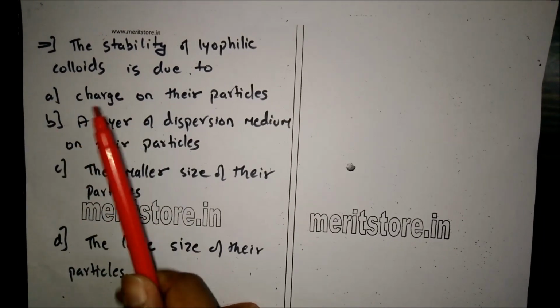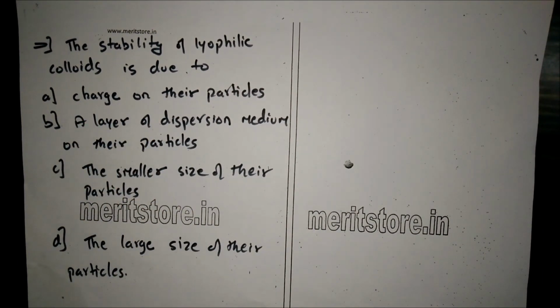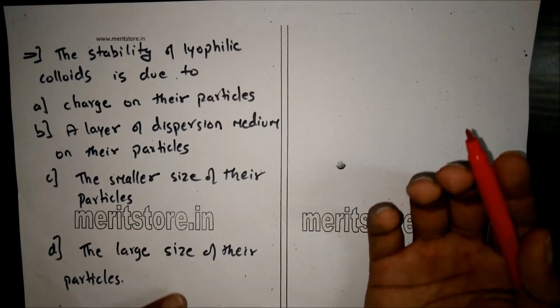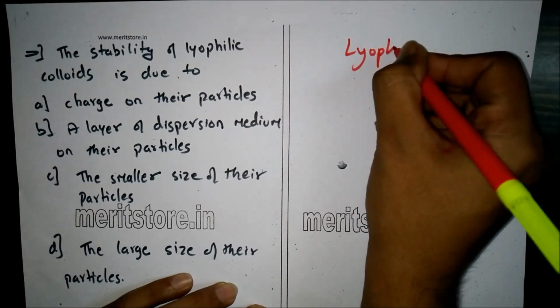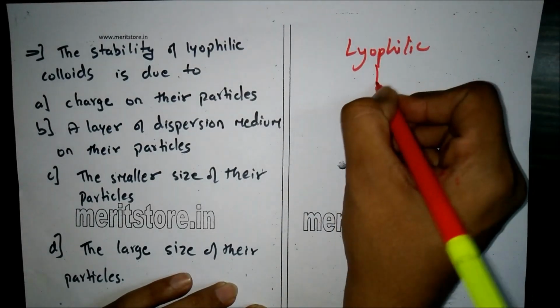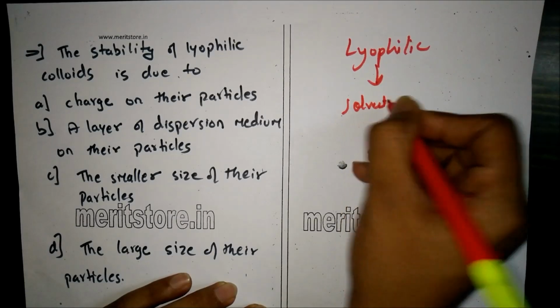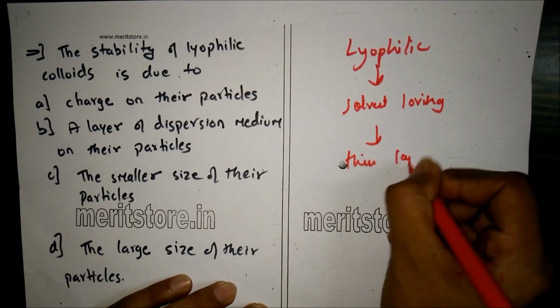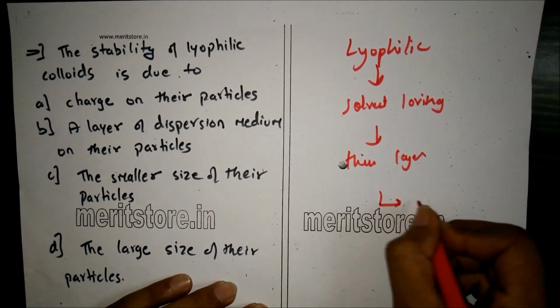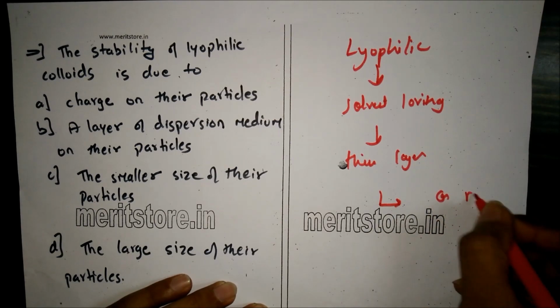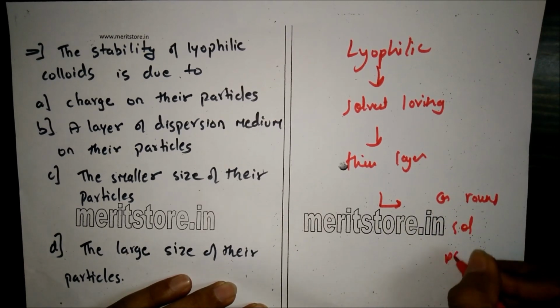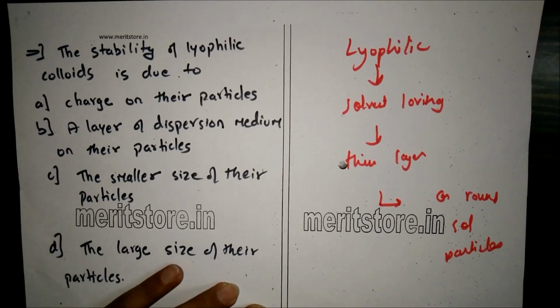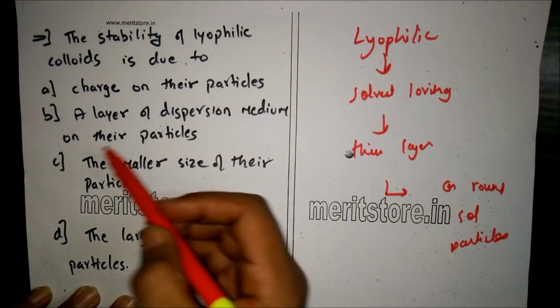The stability of lyophilic colloids is due to A. Charge on their particles, B. A layer of dispersion medium on their particles, C. The smaller size of their particles, and D. The large size of their particles. Now, what are lyophilic colloids? Lyophilic colloids possess a solvent or liquid loving nature, and thus a thin layer of dispersion medium is formed on the soluble particles. Therefore, the correct answer is option B, a layer of dispersion medium on their particles.